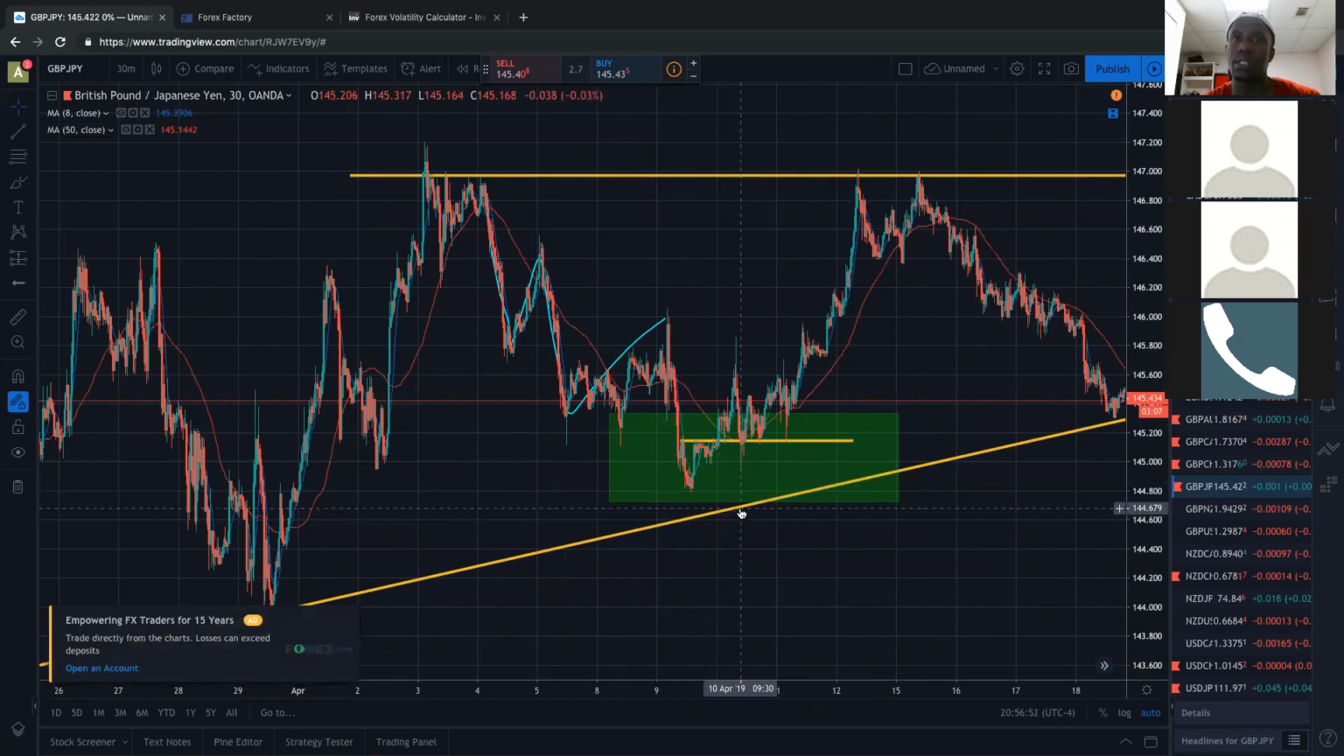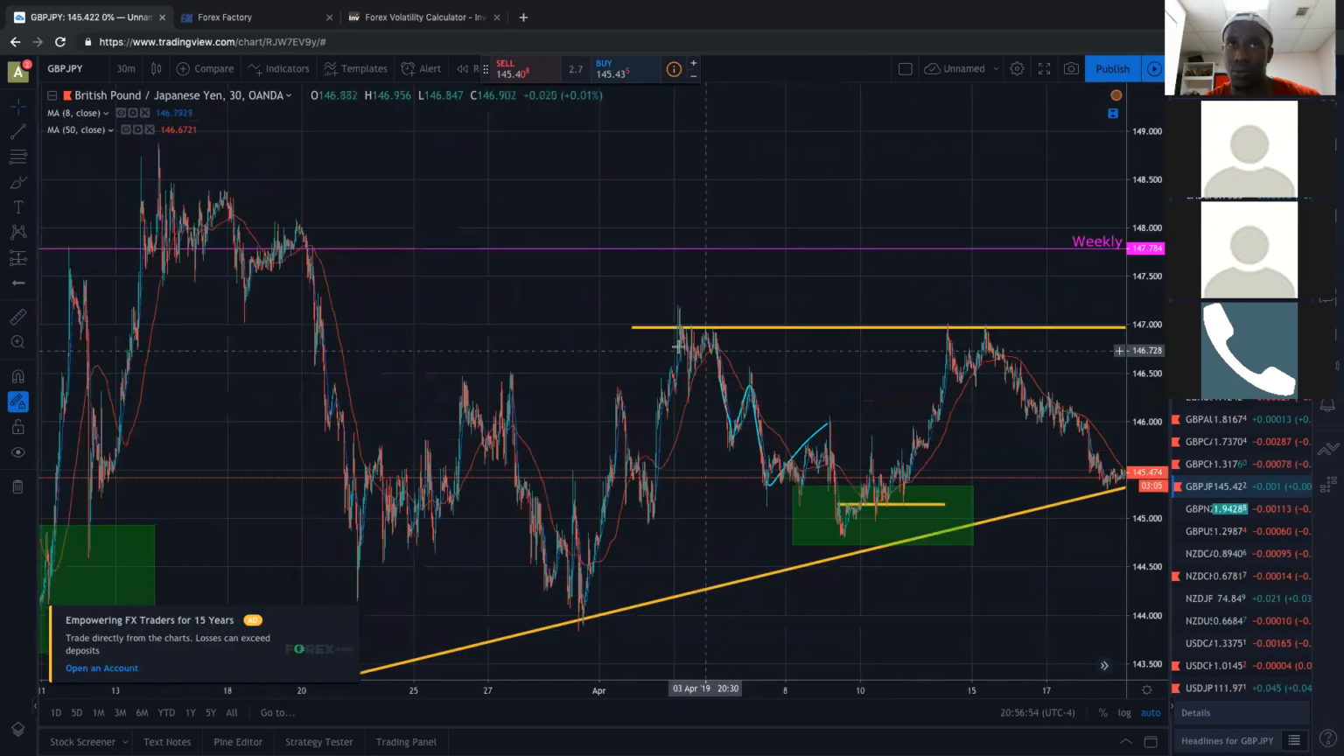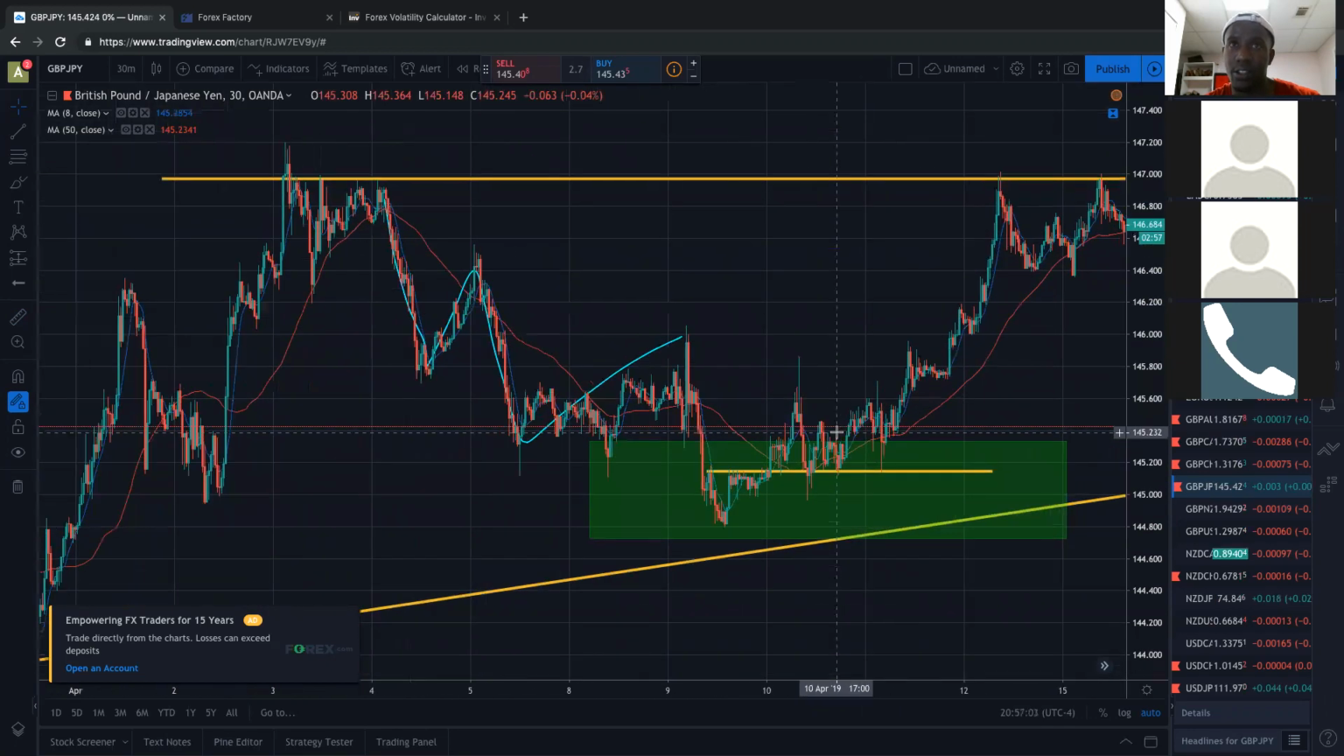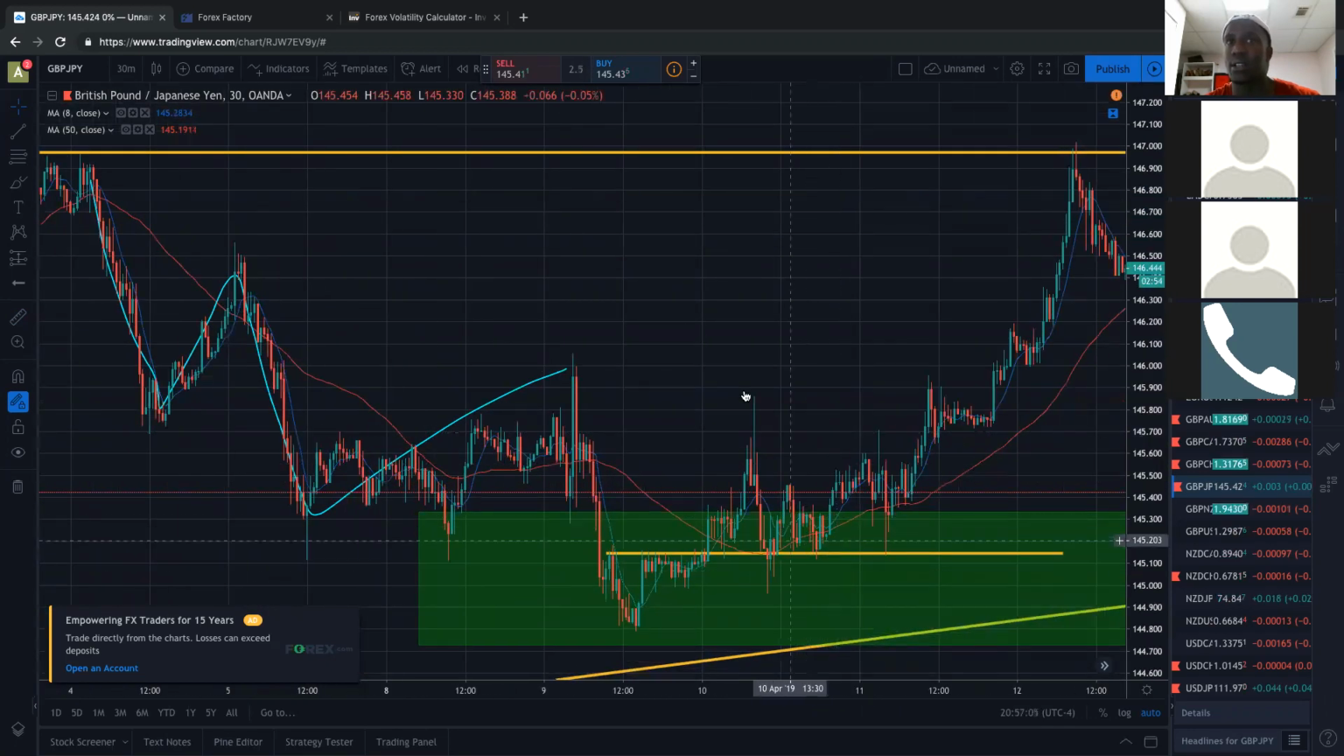So what is price typically going to do? It's either going to come back and retest this area or one of these highs, right? Or it's going to come up to this weekly level. If you're looking at these highs, right, let's look at the most recent high. This wouldn't be the most recent one. This would be the most recent one, right?